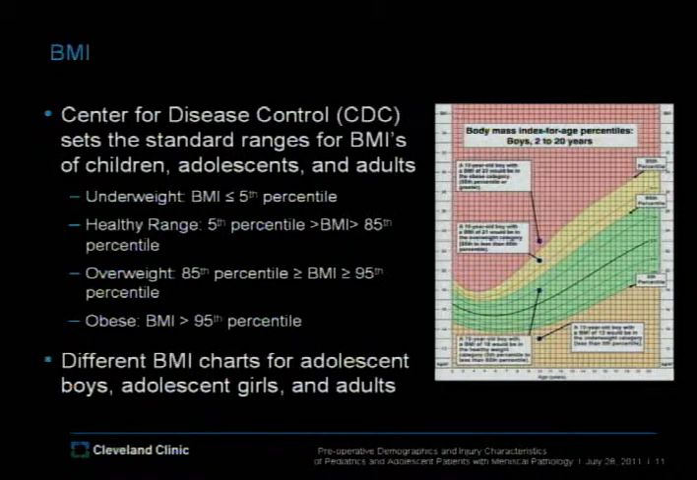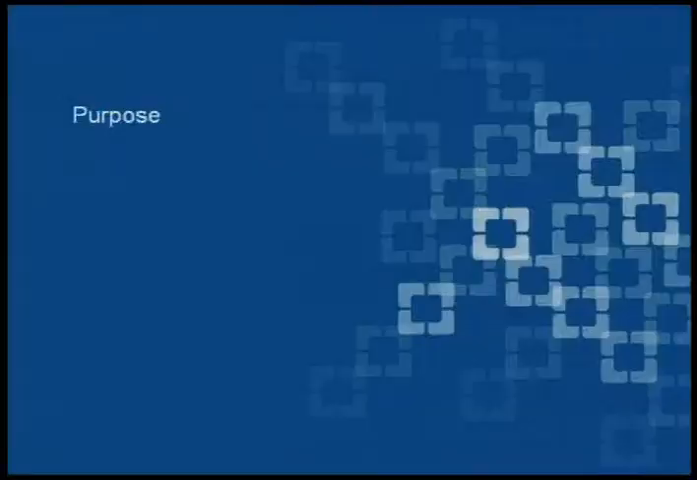Your body mass index number is different than your BMI percentile, however, which can be found on a chart like the one you see here. And the healthy range is considered the 5th percentile to the 85th percentile. And there are different BMI charts for adolescent boys, adolescent girls, and also adults. And these percentiles can be determined by looking at your height and weight on this chart.